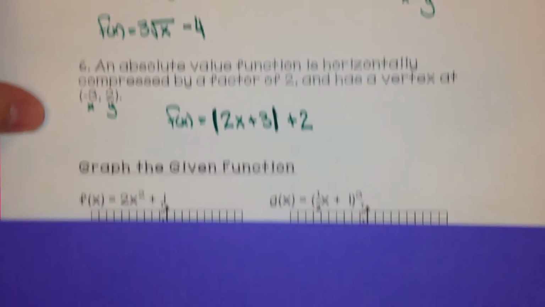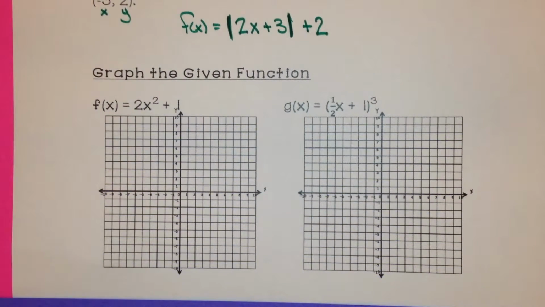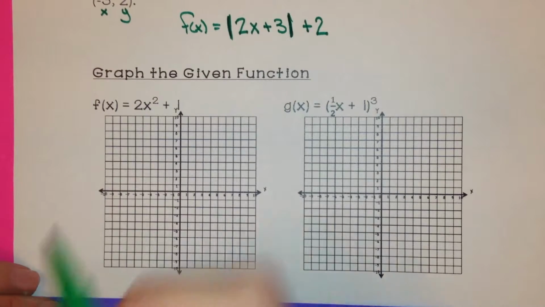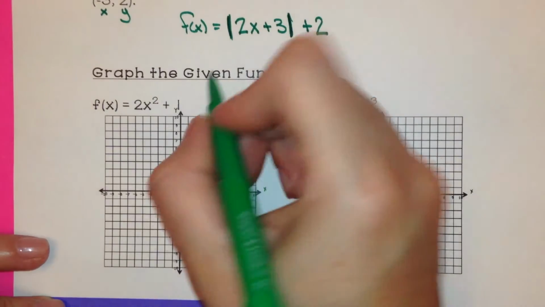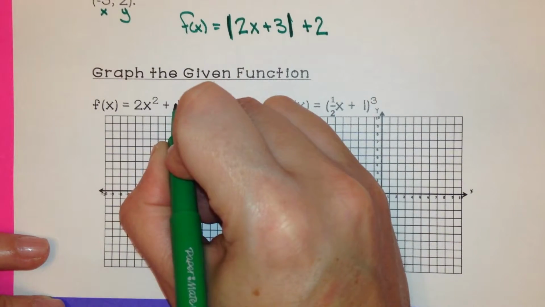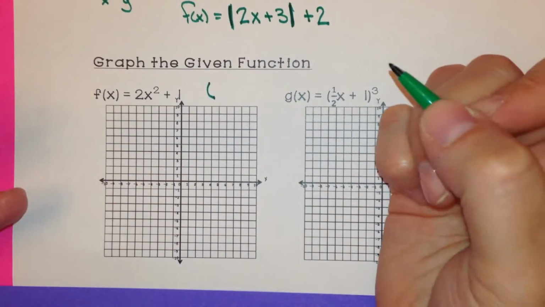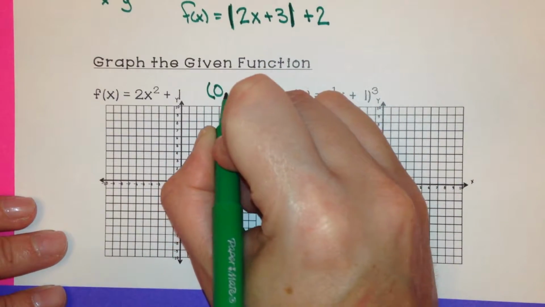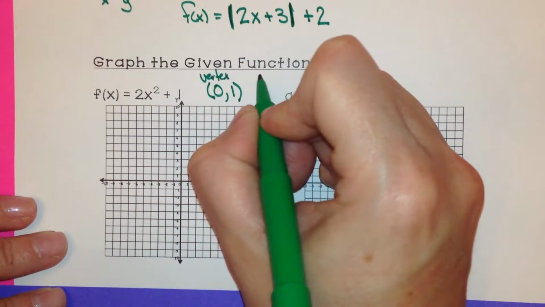Perfect. Okay, last thing. Graph the given function. All right, so we have a vertical stretch of 2, and it moves 1 up. So that always tells me I can start at the vertex. My vertex would normally be at 0, 0. I can tell it'll be at 0, 1. So this is the vertex.